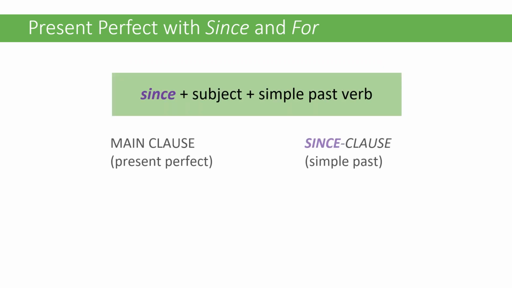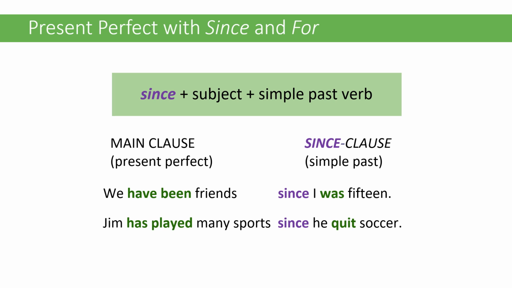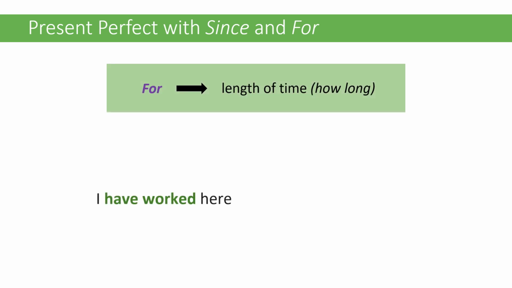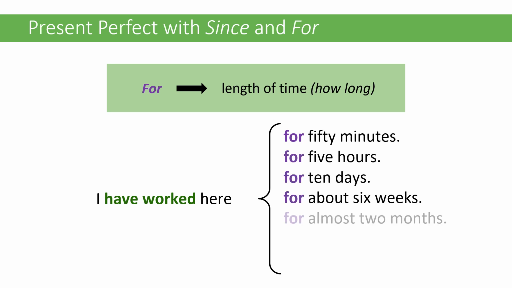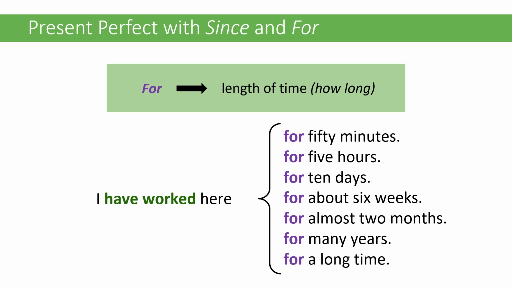Since can also introduce a time clause. Look at the examples. We have been friends since I was 15. Jim has played many sports since he quit soccer. Use for with a length of time. I have worked here for 50 minutes, or for 5 hours, for 10 days, for about 6 weeks, for almost 2 months, for many years, for a long time. So we use for with the length of time, since with the beginning time.